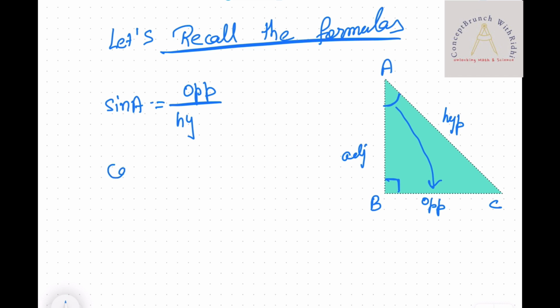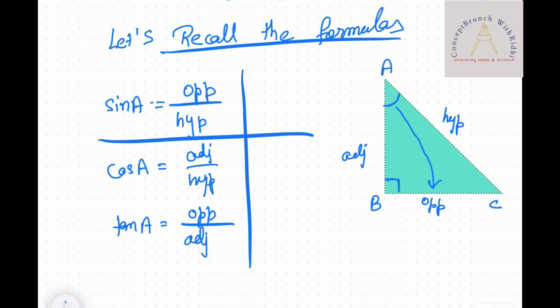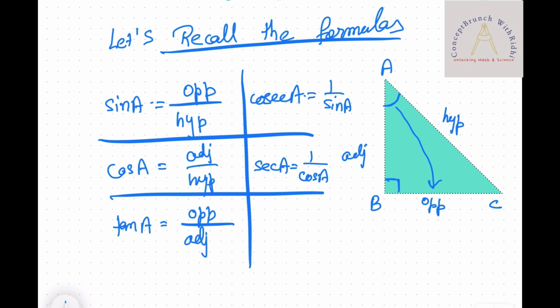Cos A we can write as adjacent divided by hypotenuse. Tan A we can write as opposite divided by adjacent. Just opposite of this, we can write cosecant A, that is 1 over sine A, or hypotenuse divided by opposite. Similarly, secant A we can write as 1 over cos A, which is hypotenuse divided by adjacent, and cot A, that is equal to 1 over tan A, which is equal to adjacent divided by opposite.